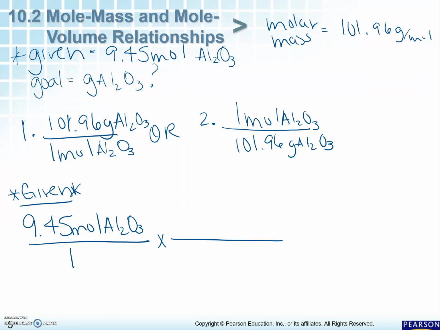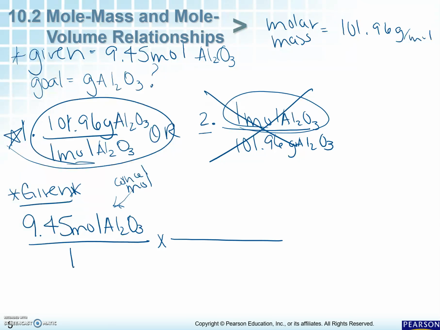Now we want to make sure that we can cancel our moles. So in order to do that, we have to pick the correct conversion unit to cancel out those moles. All right, and remember, anything on the top of our fraction, in order to cancel, we have to put the same unit on the bottom of the fraction. So if you look at number 2 here, you have moles on top again. That wouldn't work because that's on the same line or same location of our fraction. So we can get rid of that one. Instead, we're going to go with number 1. It has moles on the bottom, and remember, that's what we're trying to cancel out.